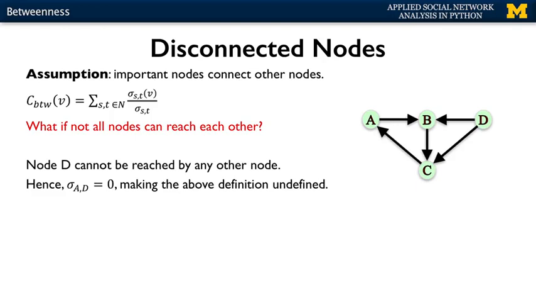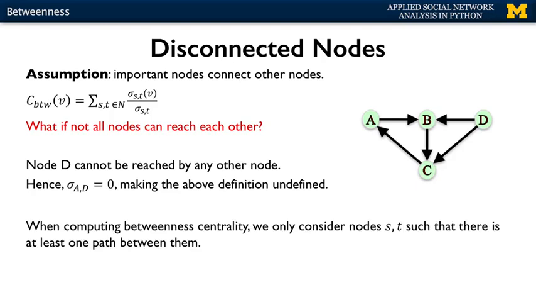If we were to simply apply the definition as we stated it, and we actually include pairs, for example, AD, then sigma AD would be 0 because there are no shortest paths between A and D. And we have that sigma AD in the definition is in the denominator. And so this would make this undefined. And so we have to fix it in some way. And what we do is that we simply only consider the nodes that actually have at least one shortest path between them when we're considering nodes S and T.